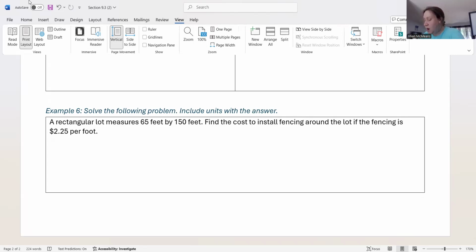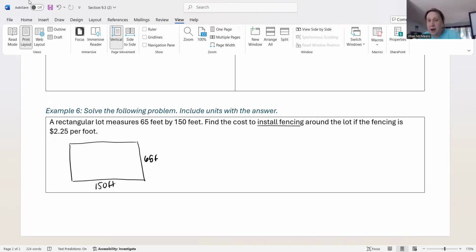Okay. So we do have a rectangular lot that measures 65 feet by 150 feet. So I've got 150 feet and then 65 feet. We want to put in fencing. So kind of think about this. Fencing goes around the outer edge of some yard or some space. We'll say that's a better way to do it.